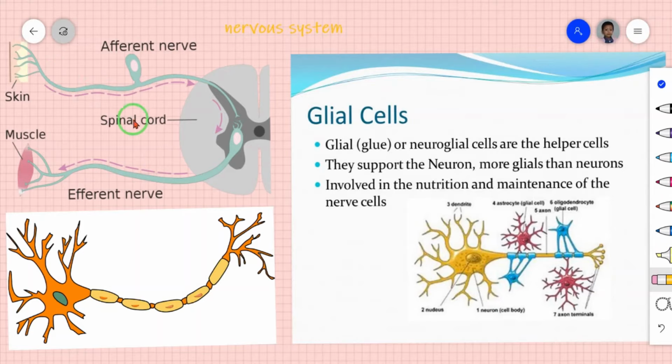So this is an afferent nerve. This is an efferent nerve. Understood? So three types of tissues are present in the nervous system. They are neurons, second one is the glial cells, third one is the nerve fiber. Clear?